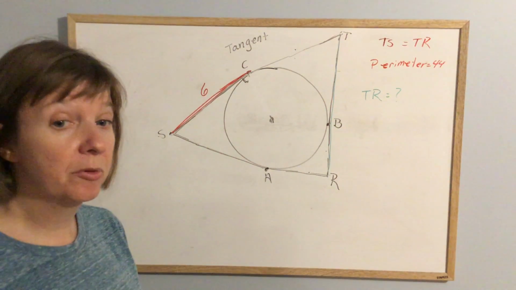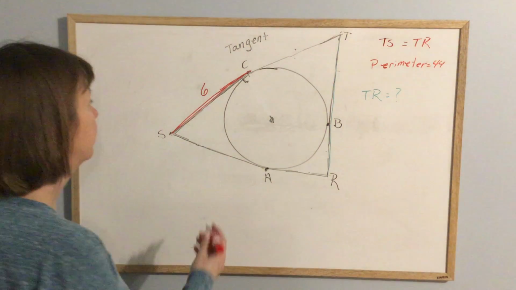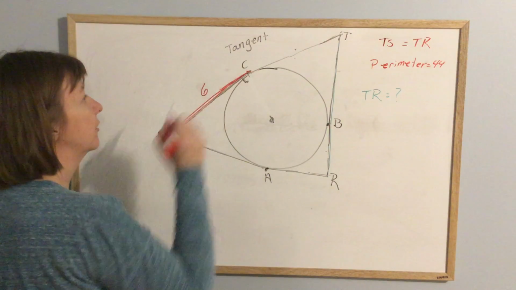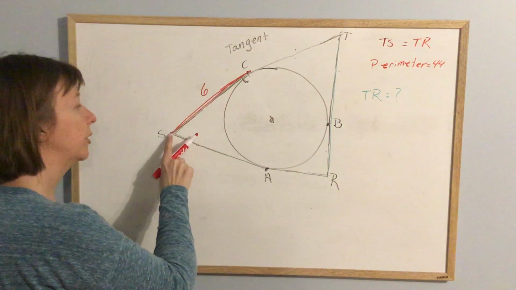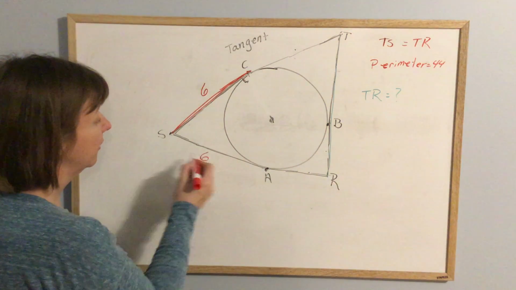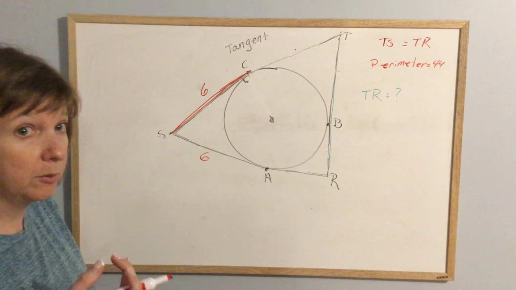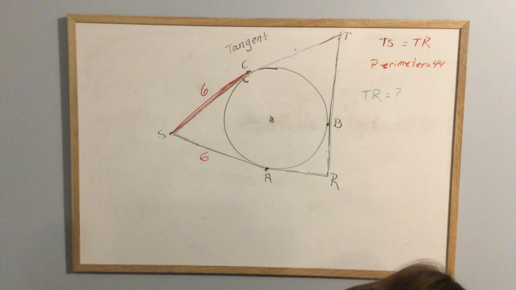And what we're going to do is we're going to use all the stuff we just learned about tangency to figure this out. So if from here to here is 6, and that's a tangent point to an external point, that's a tangent point to an external point, that also has to be 6. They have to be equal, okay? So we know that.